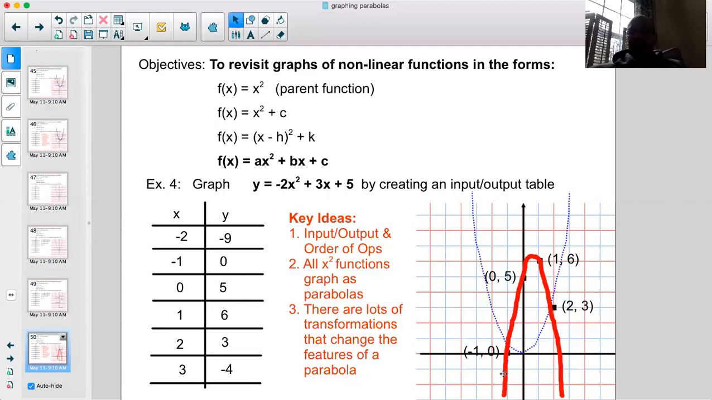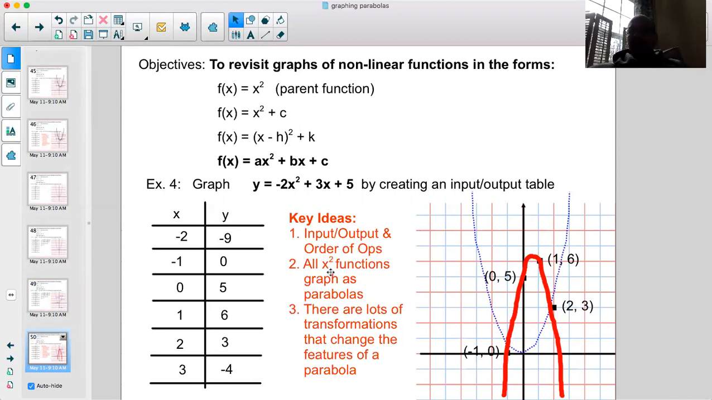You notice in this one, it's upside down. There's something about this equation that made that go upside down. The other thing you might notice is it's a little bit narrower. It's a little bit tighter, or someone could say it's growing or shrinking faster than x squared did. Again, there's something about this equation that does that. You don't need to know those things right now.